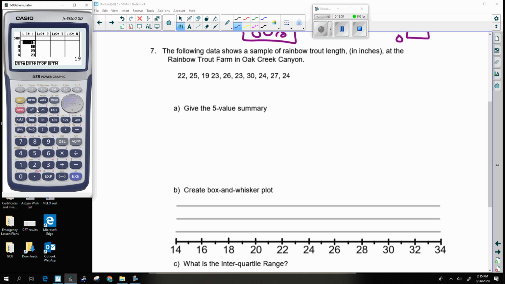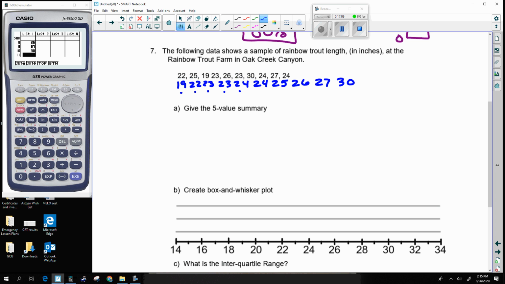And so I'm physically going to write these down on my piece of paper. So I have 19, 22, 23, 23, 24, 24, 25, 26, 27, 30. That's it. Double check. So I see that I have 1, 2, 3, 4, 5, 6, 7, 8, 9, 10 numbers compared to 1, 2, 3, 4, 5, 6, 7, 8, 9, 10 numbers.